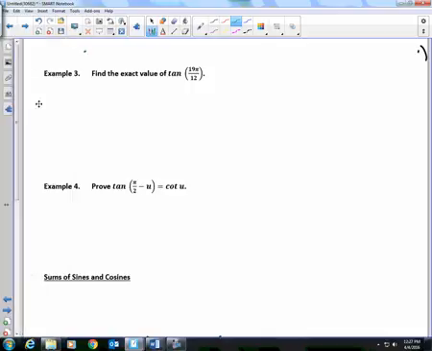Okay, so I'd like to do problem number 3. Find the exact value of tangent of 19 pi over 12. Who has an idea what to do? Sure, let's put it into degrees. So we'll take 19 pi over 12 and multiply by 180 over pi. The pi's cancel. 180 divided by 12 is 15. We get 285. So what we want is the exact value of tangent of 285 degrees.